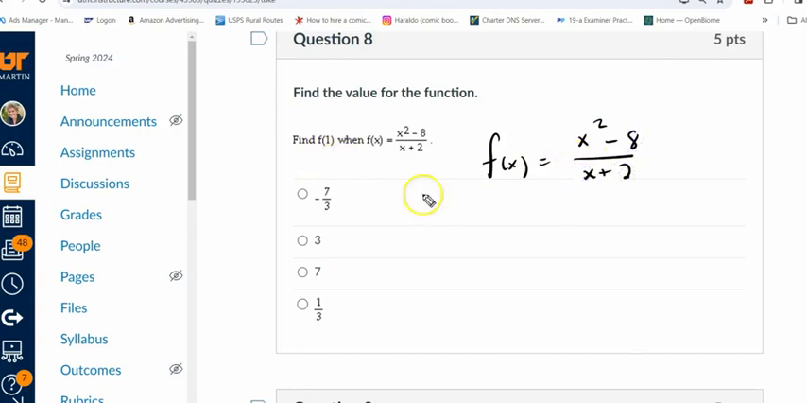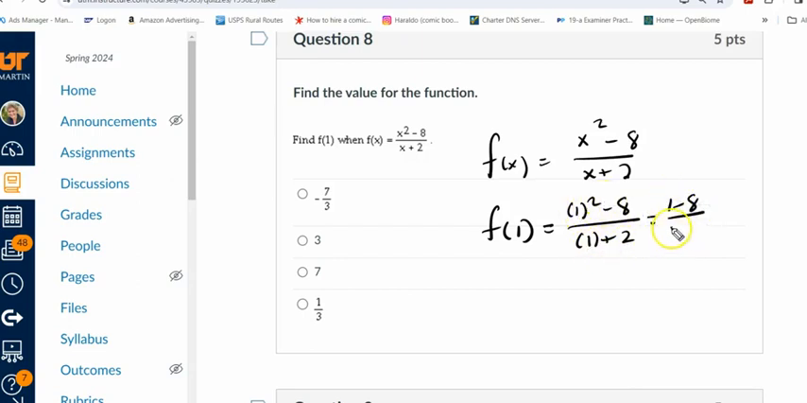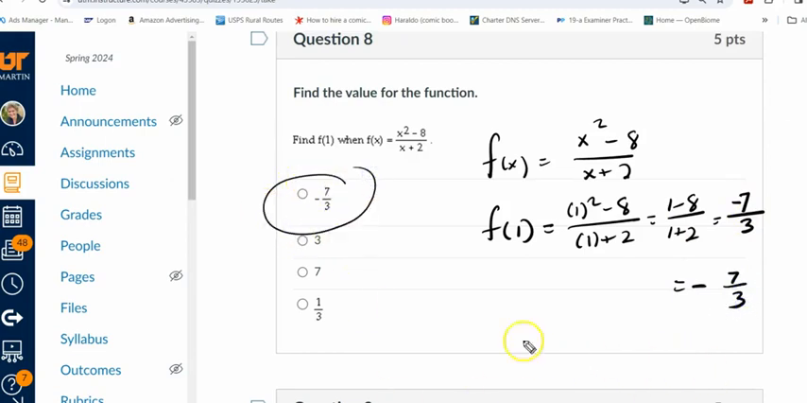So now I want to find f evaluated at 1. Everywhere there's an x in the formula, you're going to replace it with 1. So 1 squared is 1, and I'm just going to have 1 plus 2. That's going to give me -7 in the numerator and +3 in the denominator. And -7 over 3 is the same as if the negative sign's out the front. So f of 1 is equal to negative 7/3.